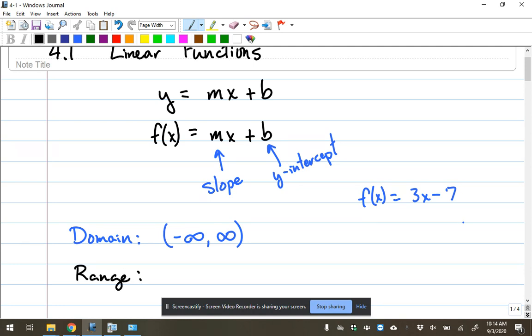What would the range of a linear function be? We can use this example as the linear function we think about. This applies to any linear function. So range. Think about the graph of y equals 3x minus 7. Well, what numbers on the y-axis? What range is, it's the y values. So what does the graph of y equals 3x minus 7 look like?